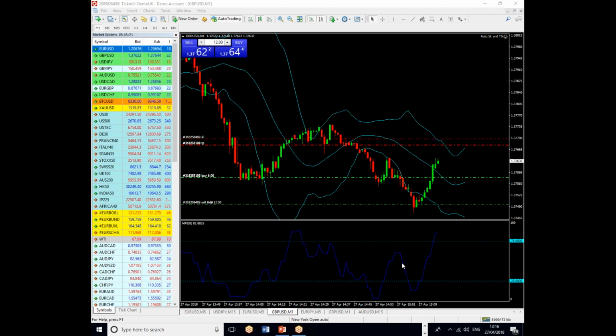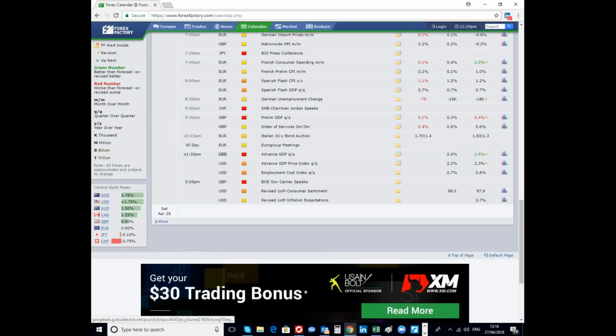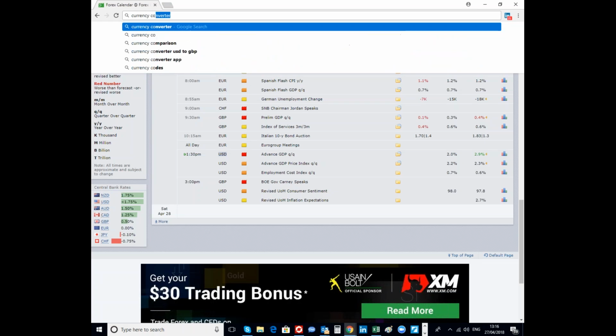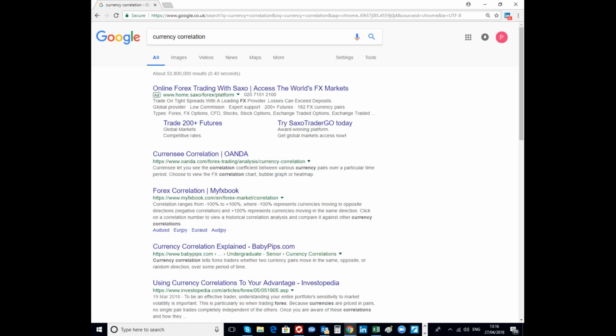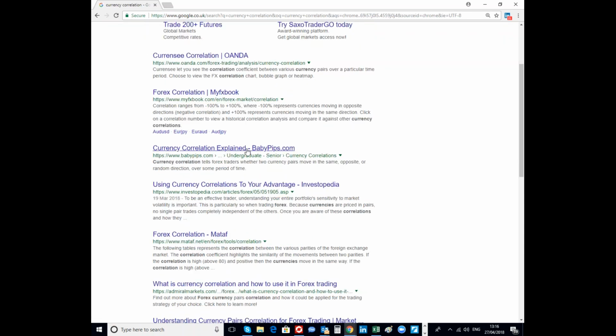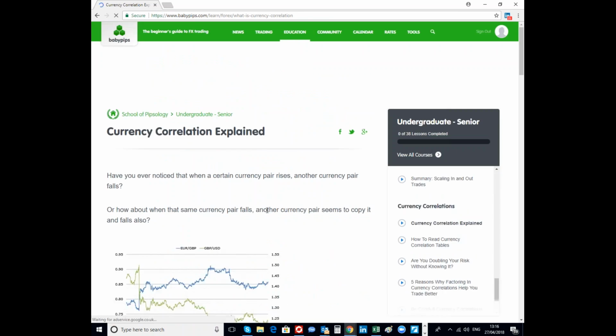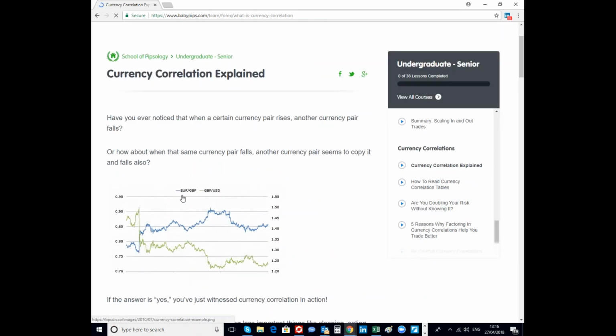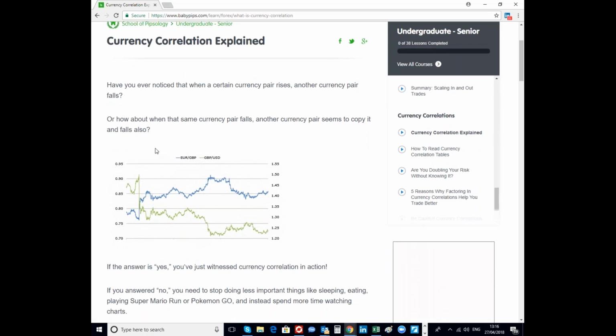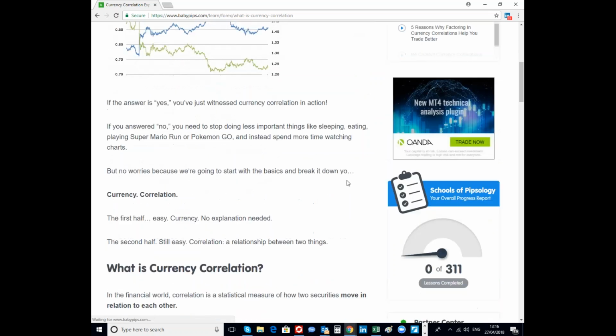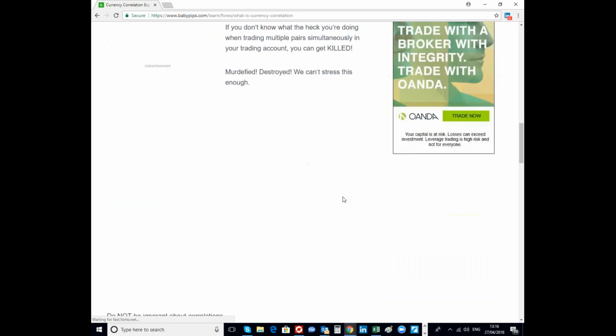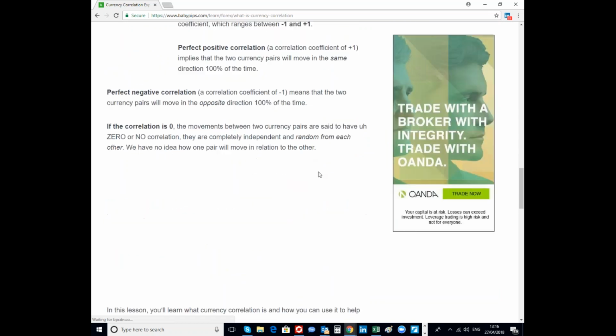But what you can do as well, when it comes to correlation, and there's a reason why it's good to do this, is just to use Babypips.com. Do you guys know Baby Pips? Do you know this? What it does is explain how the different pairs correlate with each other.